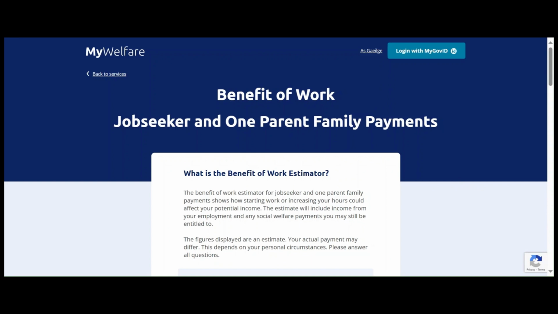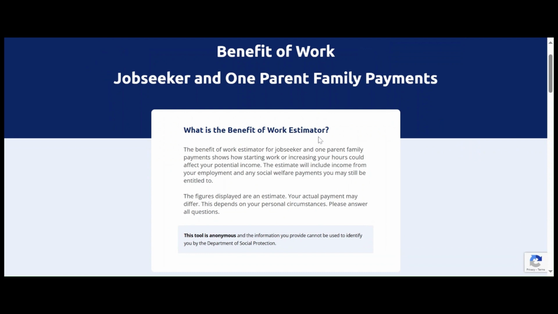On the final page, we can see that the information says that the benefit of work estimator for job seeker and one parent family payments shows how starting work or increasing your hours could affect your potential income. The estimate will include income from your employment and any social welfare payments you may be still entitled to. The figures displayed are an estimate. Your actual payment may differ, so this depends on your personal circumstances. So please answer all questions. We can also see information telling us that this tool is anonymous and the information you provide cannot be used to identify you by the Department of Social Protection.